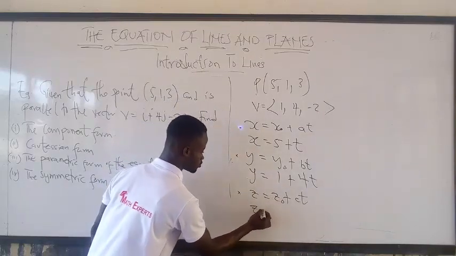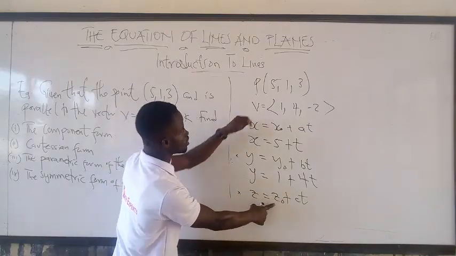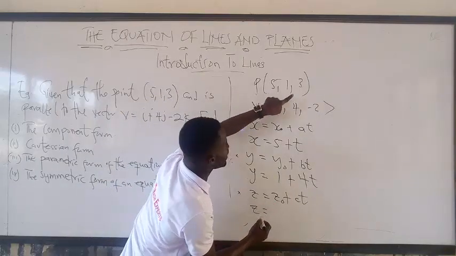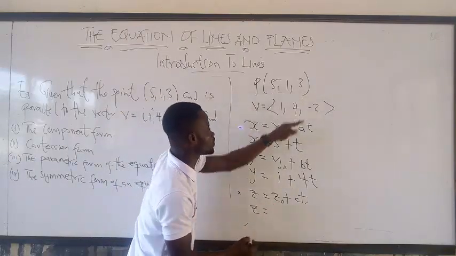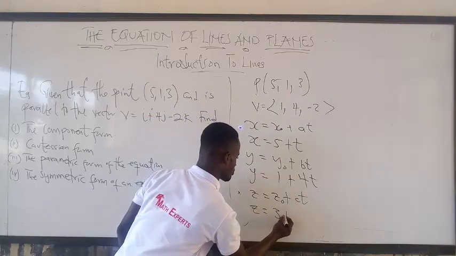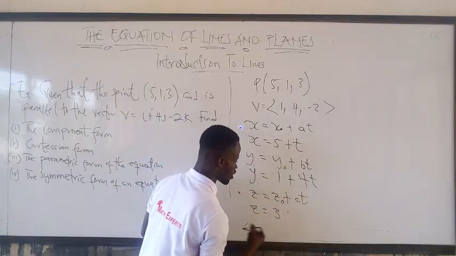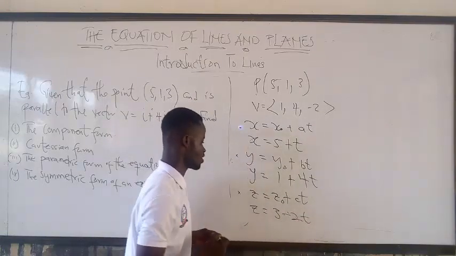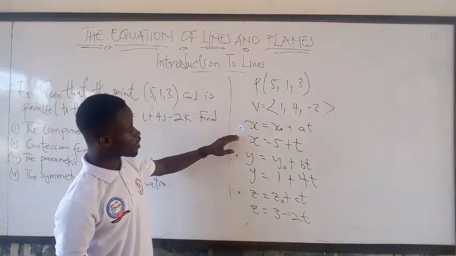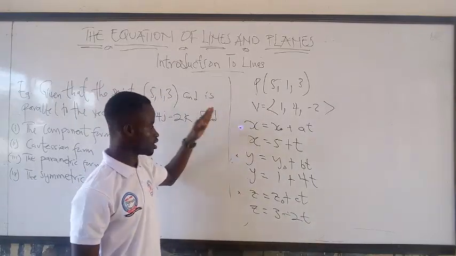Let's go to the Z, which is Z0 plus CT. And that one too, our Z0 is the Z ordinate, which is 3, plus the C, which is negative 2. So that one will play out as negative 2T. Alright? So this is the parametric form of the equation.